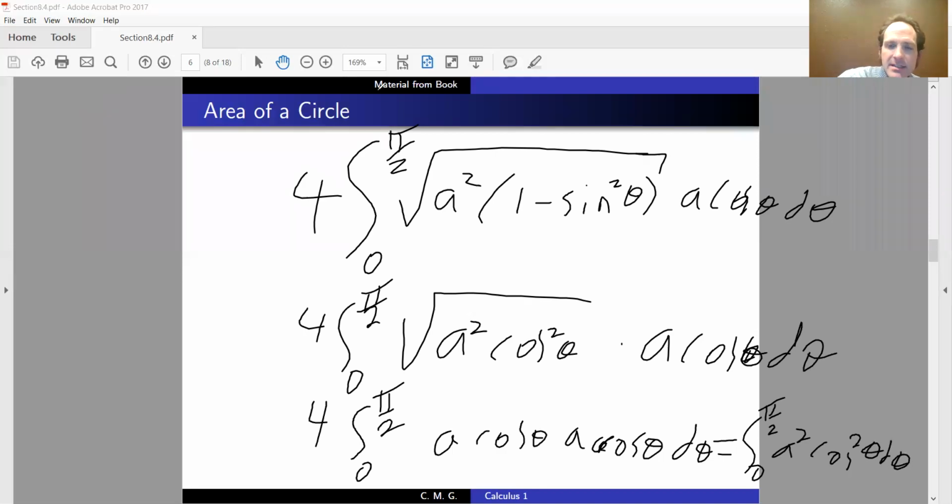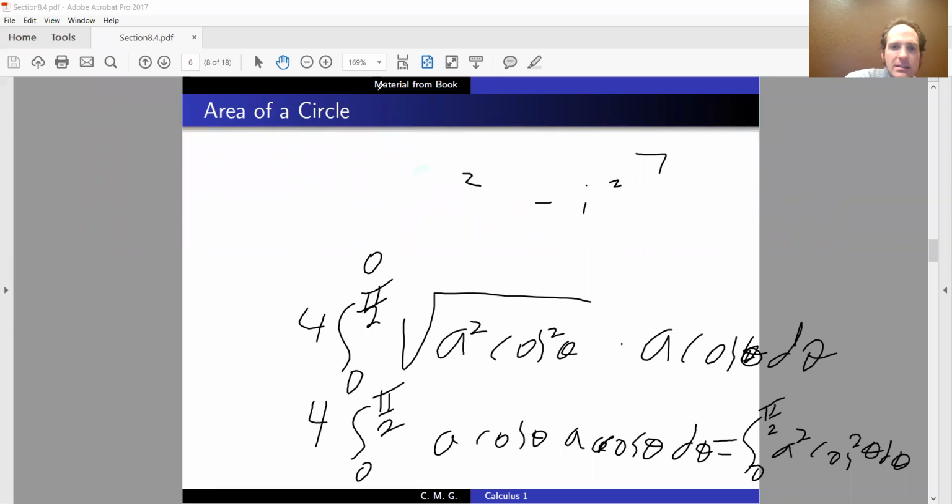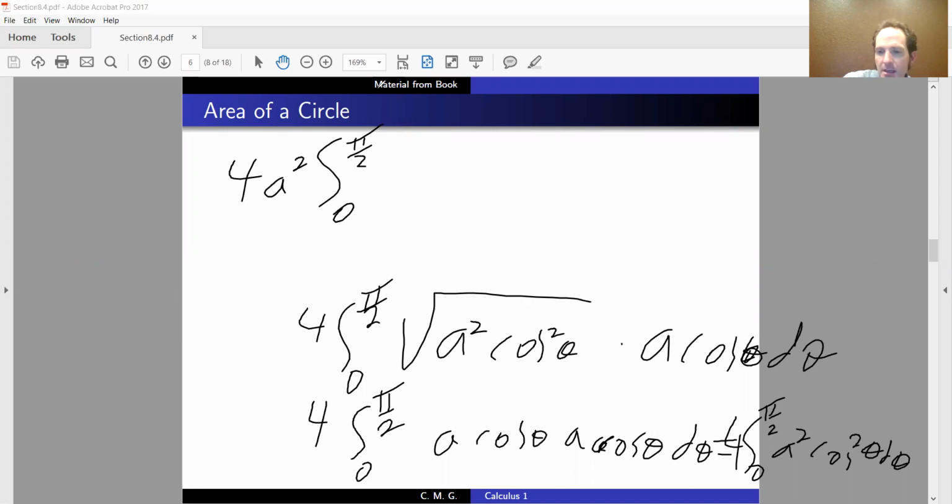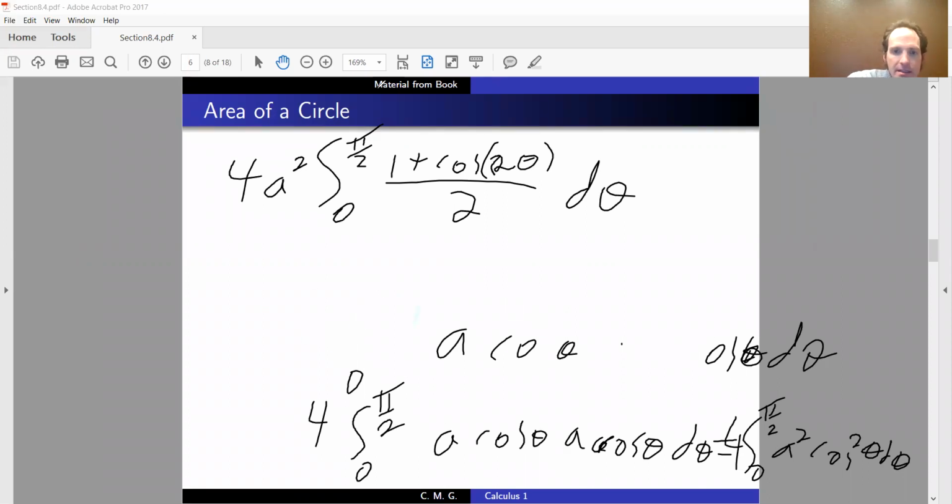Now we go back to that previous section. In the previous section, how did I integrate cosine squared of x? So just to integrate cosine squared of theta, I have 4 out front, I'm going to take the a squared out, the integral from 0 to pi over 2, and I have cosine squared theta inside. Cosine squared theta, using the half angle formula, is 1 plus cosine of 2 theta all over 2, integrate with respect to theta. And that's going to work out for us.